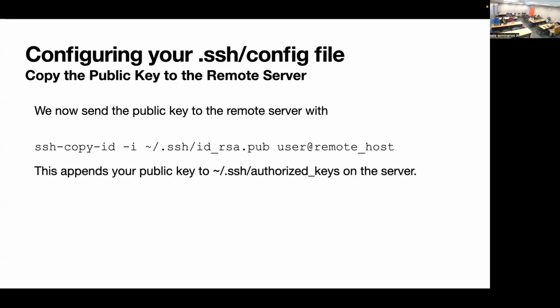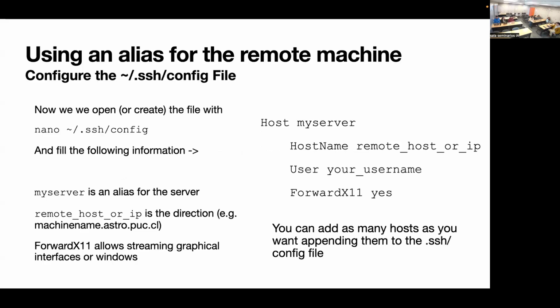The next thing we can do is put an alias on the remote machine. I told you that you have to do ssh username at asterix.astro.puc.cl, and that's very long and annoying sometimes. So we can create an alias to the remote machine address by doing the following. We can open this file, .ssh/config, which is a file that stores the configurations of the SSH connections.